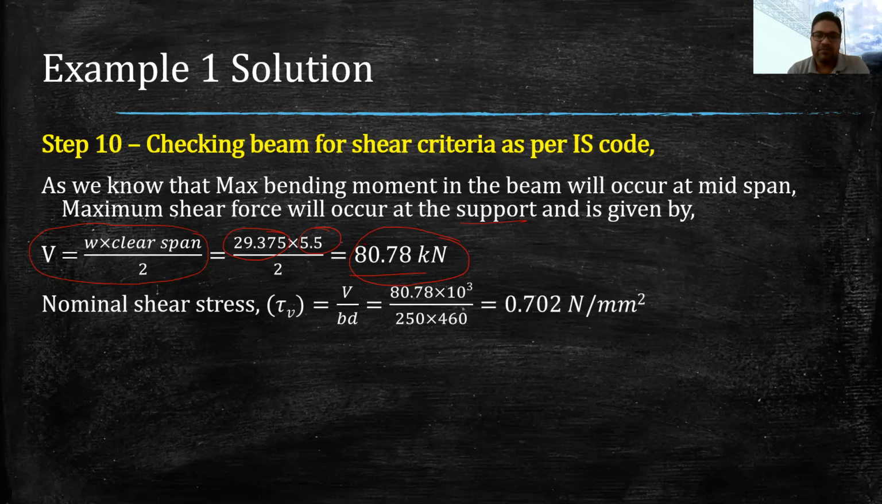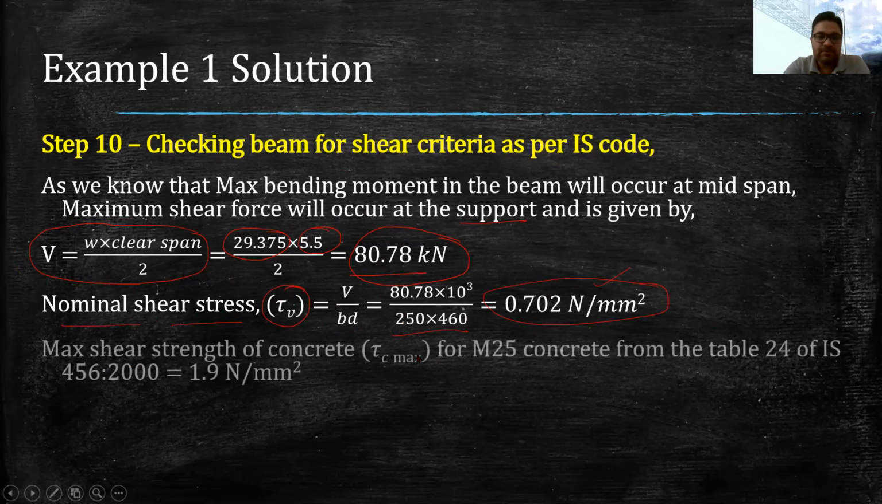For that, we will calculate this force in terms of nominal shear stress, and nominal shear stress is V upon bd. Again, putting all the values, we get the nominal shear stress as 0.702. This is actually the action of shear force in terms of the stress, which we are calling nominal shear stress. Now we will compare this nominal shear stress with the maximum shear strength of the concrete.